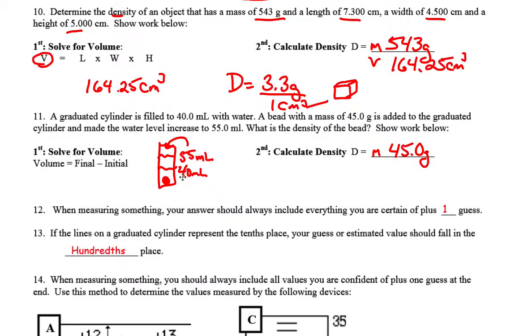So we know it started at 40 with no bead, and then we put the bead in, it goes up 15 milliliters. So that means the bead is equal to 15 milliliters. It started at 40, so 40 is the initial, 55 is the final, and you subtract the two, and you get 15. So anyways, 45 is the mass, 15 milliliters is the volume, divide the two, and you get 3, and you always have to put a unit on it, so it's 3.0 grams for every 1 milliliter.